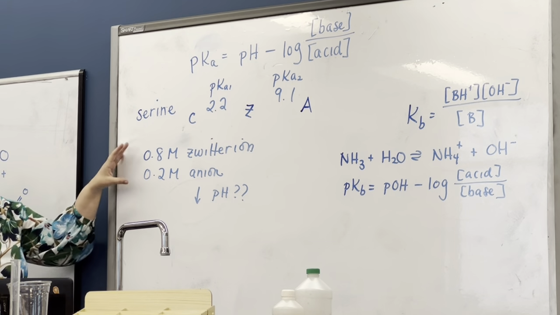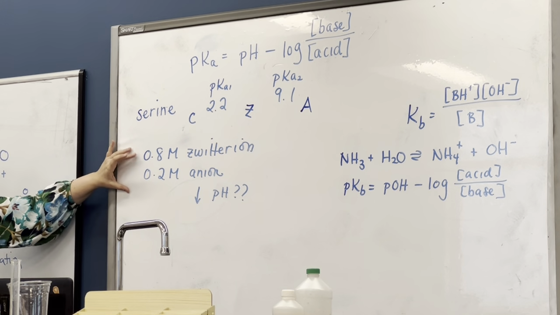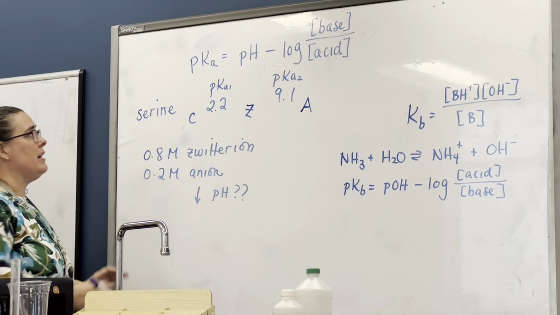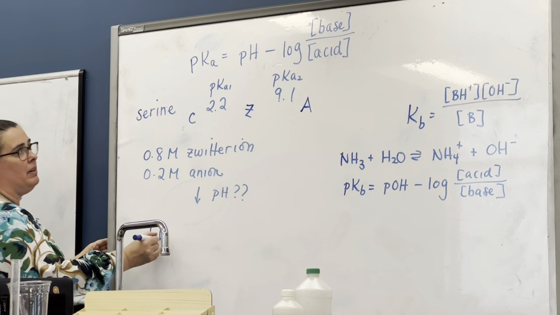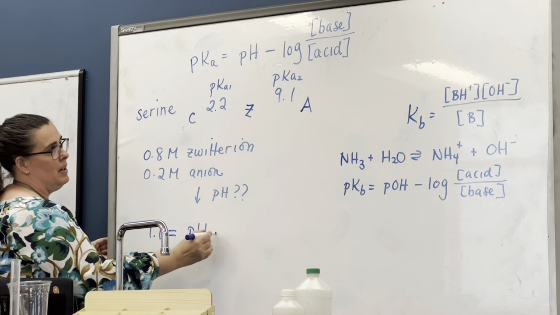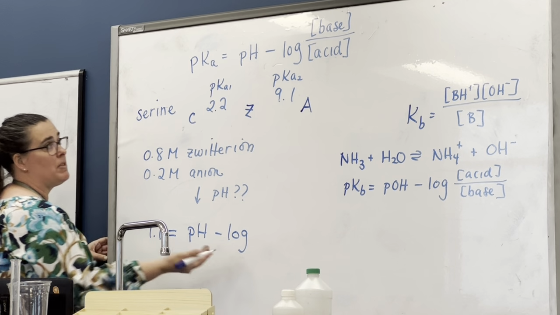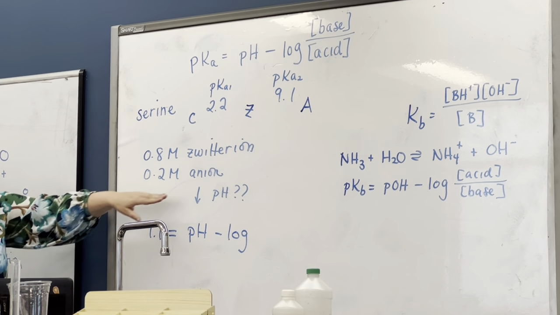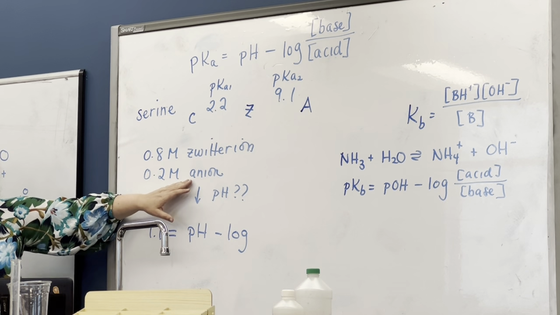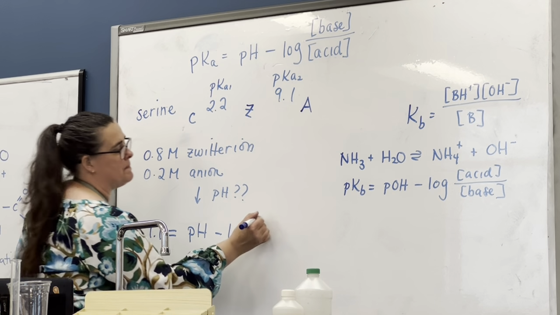So which equilibrium are we working in if we have the Zwitter ion and the anion? So which pKa do we use? So now we're done. So the pKa is 9.1. It's equal to the pH minus the log of the concentration of the base over the acid. I recently learned that I should look for a negative sign for a base, so I'm going to choose this one as my base. So I'm going to put 0.2 over 0.8.